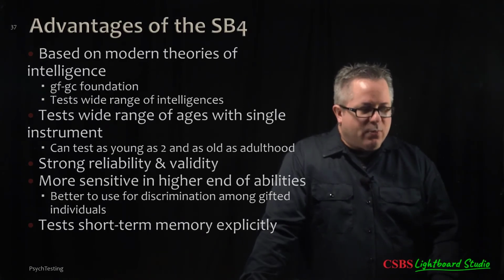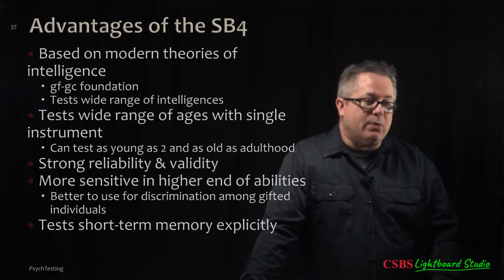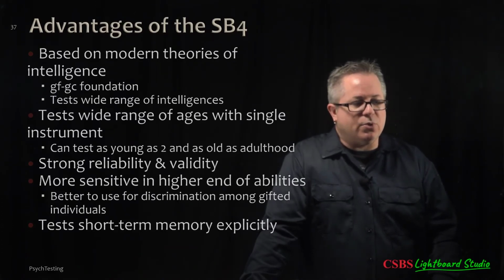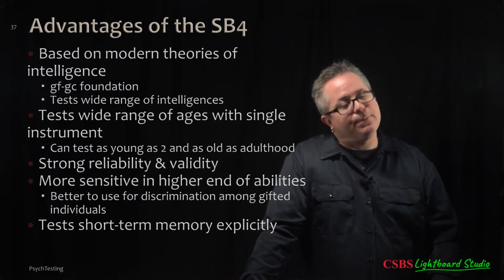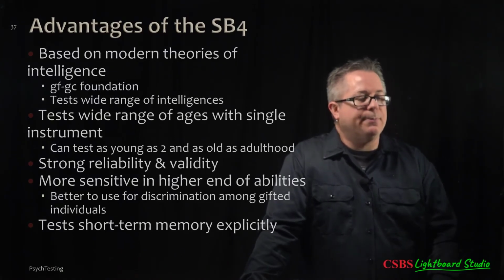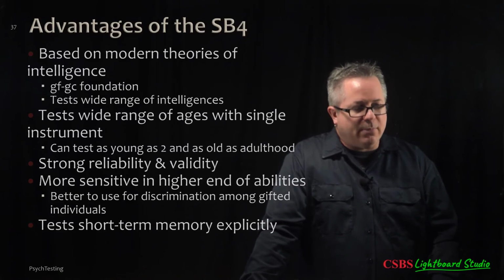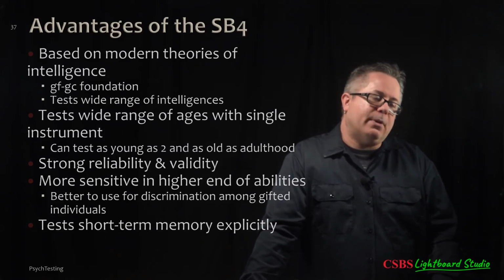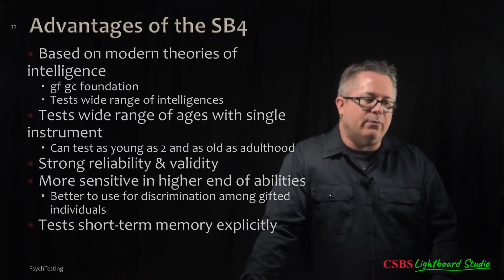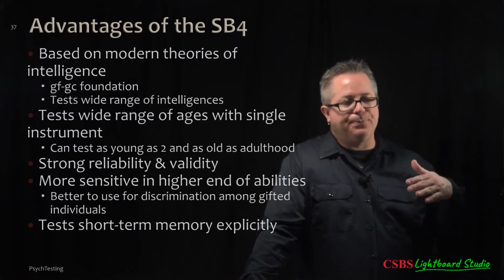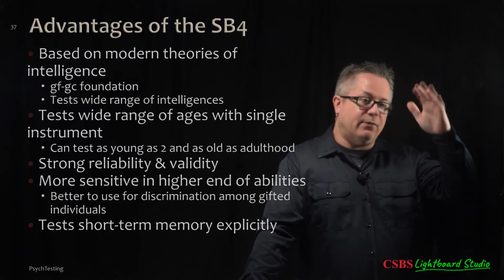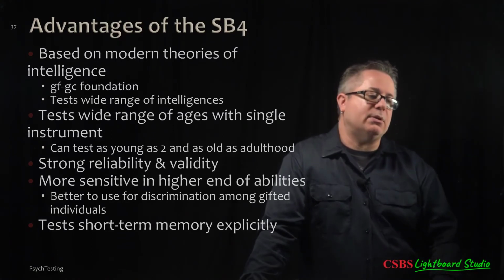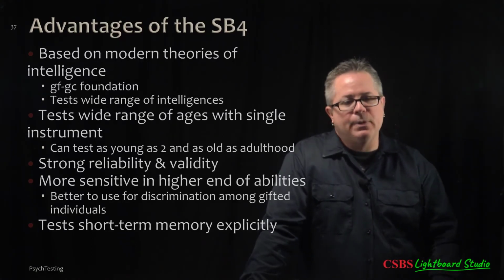You could test a wide range of ages with a single instrument because of the routing scores, right? You can test as young as 2 and as old as adulthood, because you're able to route people to different subversions. It had strong reliability and validity, and it became a lot more sensitive at the higher end of abilities. You're able to discriminate people of high intelligence better, like among gifted individuals. You can actually start to tell them apart because the scale was more sensitive to that.